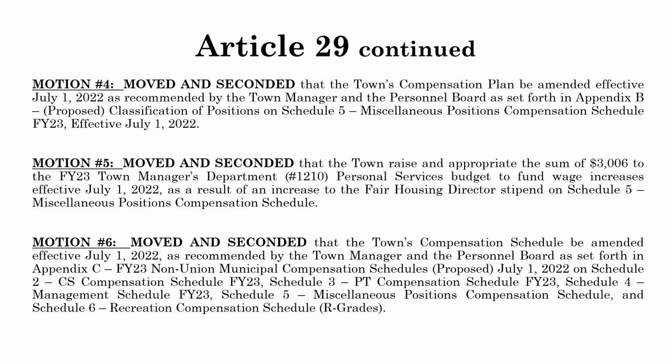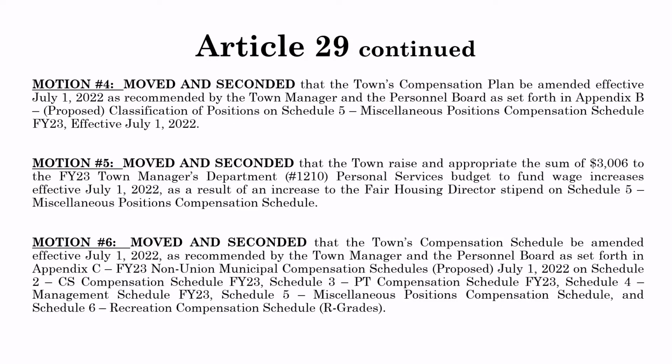Motion passes. Motion number 4, it is moved and seconded that the town compensation plan be amended effective July 1st, 2022, as recommended by the town manager and the personnel board as set forth in Appendix B, proposed classification of positions on Schedule 5, miscellaneous positions, compensation schedule, fiscal year 23, effective July 1st, 2022. All those in favor? All those opposed? The ayes have it. Motion passes. Motion number 5.